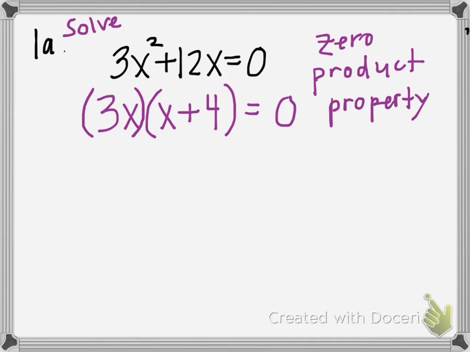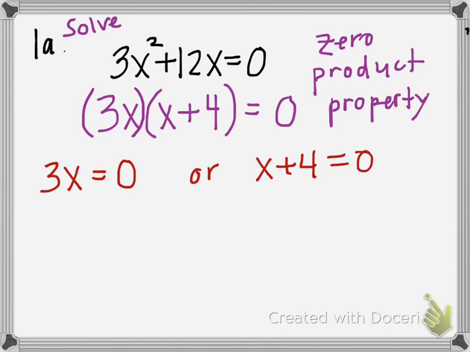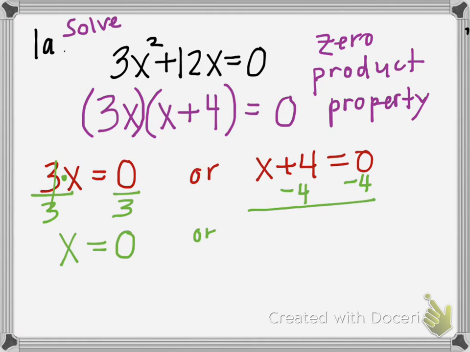So from there, we then decide that either that first parenthesis, the 3x, the first quantity, has to be equal to 0, or the second quantity, x plus 4, has to be equal to 0. And we solve each of these one-step equations to find, in fact, two solutions to this. So how do I get x alone here? X is being multiplied by 3, so the inverse would be divide both sides by 3. So x is equal to 0 divided by 3, which is 0. Or on the other equation here, how do I get x alone? Subtract 4 from both sides. That's inverse operations. So x is equal to -4.